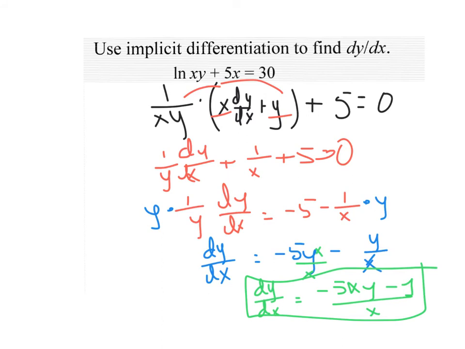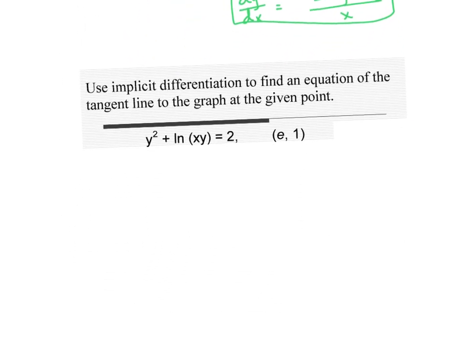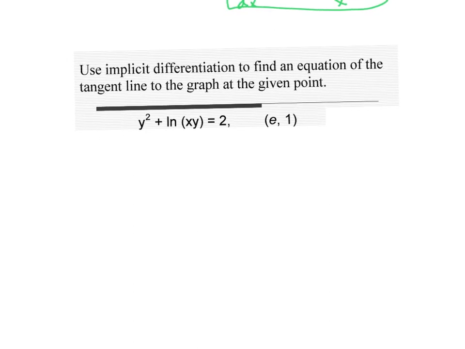All right, next one, I just want you to use implicit differentiation. I'll help you with the last part where you have to plug in the point. But for now, take the derivative using implicit differentiation, and then I'll show you how to plug in the point if you forget to find the tangent line.